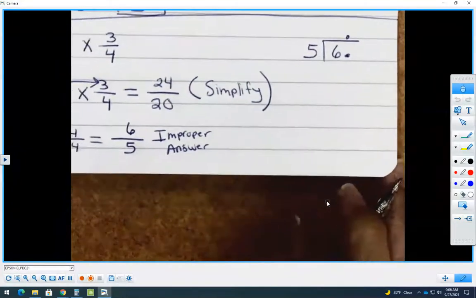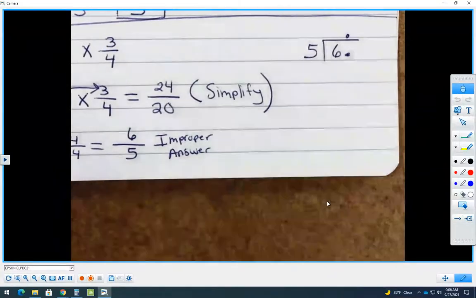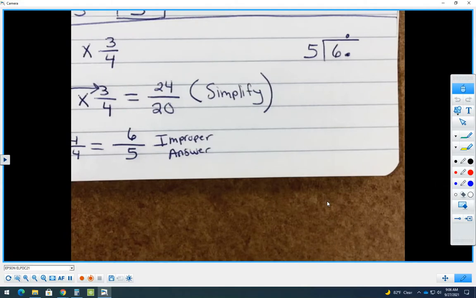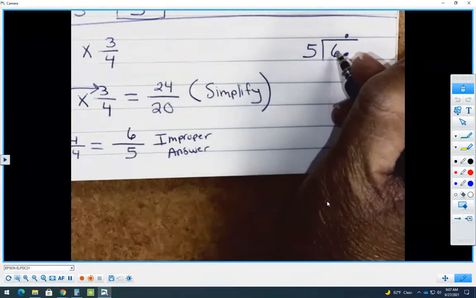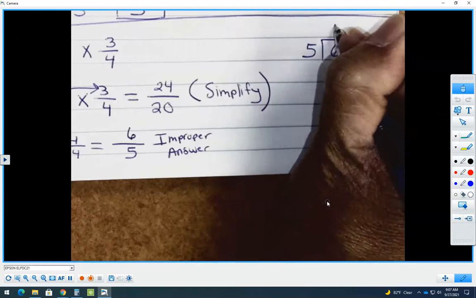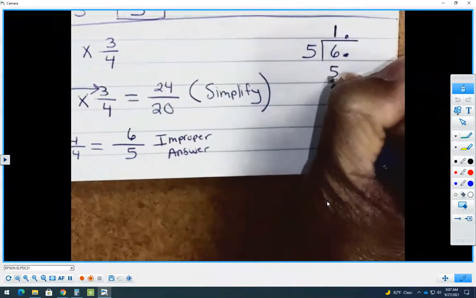Again, those kids that are wondering, like, why is he doing another step again? Because my answer is improper, and I don't want to leave the answer as improper. Because we understand the answer better if it's back to whole, right? Now, is 6 enough for 5? Yes. 1. So it is enough. 2.